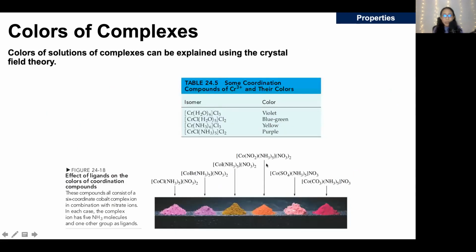So here is another example, class. These are chromium complexes. If you see here, if you change the ligands, notice consistently you have 5 ammonia ligands and one of the ligands is just being replaced. We have chloride, bromide, iodide, nitrite, sulfate, and carbonate. You're just changing one of the ligands, but if you notice, it's changing color.